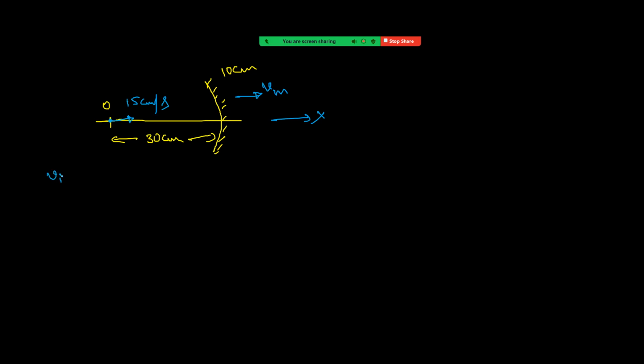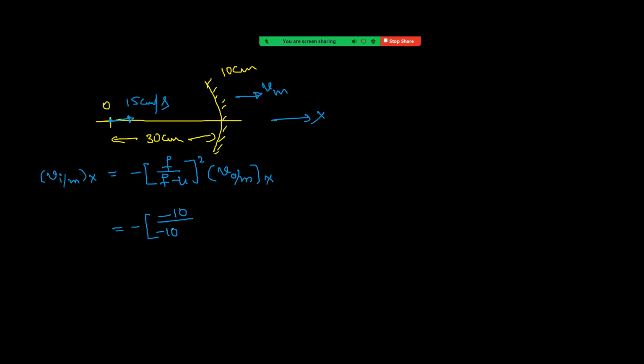We have learned that velocity of image with respect to mirror along x-axis is equal to minus f by f minus u whole square into velocity of object with respect to mirror along x-axis. This is what we have learned earlier, right? So here we can write, minus, for concave mirror, f is negative. So I'm writing here with the sign convention, minus 10.